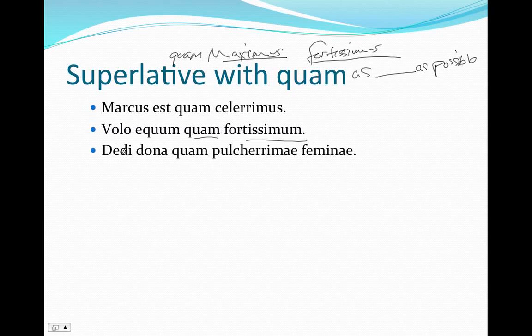Or finally, another example, dedi dona, I gave gifts to, and here quam plus the superlative pulcherime, to the most beautiful woman possible. Quam pulcherime feminae. So when you see the quam, and it's followed by a superlative, you have to translate that as blank as possible.